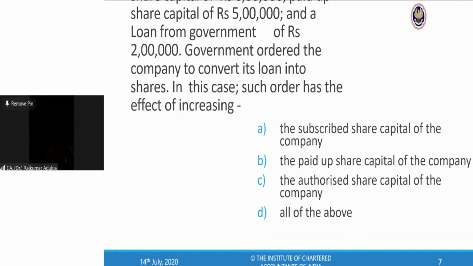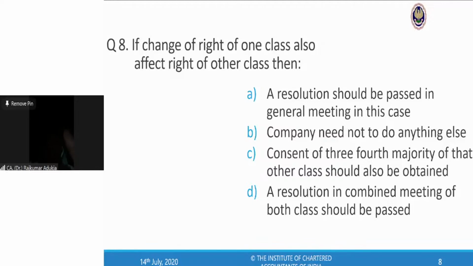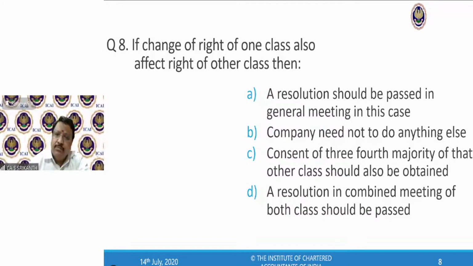A good point, sir. I will definitely get back to you on this. If there is a change of right of one class, which will also affect the right of other class, then consent of 3/4 majority of that other class should also be obtained. Today we have gone through it.